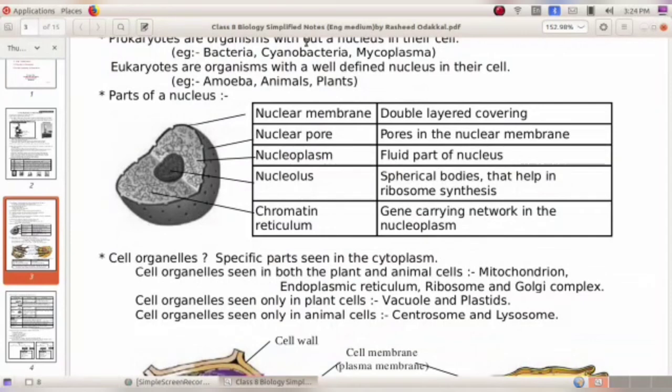Let us start the second part. First, the parts of the nucleus. The nucleus is inside the cell. The nucleus has a nuclear membrane. The nuclear membrane is a double-layered membrane covering, and in the nuclear membrane there are pores. They are called nuclear pores, and the fluid part of the nucleus is called the nucleoplasm. There are spherical bodies inside the nucleus that help in ribosome synthesis. It is called the nucleolus, and the gene-carrying network in the nucleoplasm is called the chromatin reticulum. This is the chromatin reticulum. This is the structure of the parts of a nucleus.